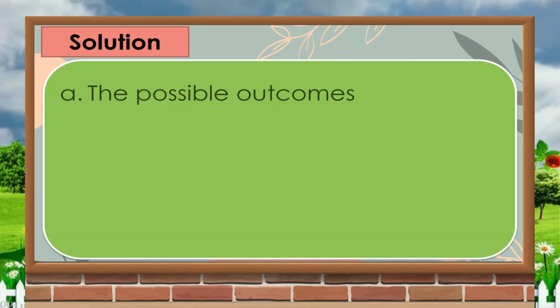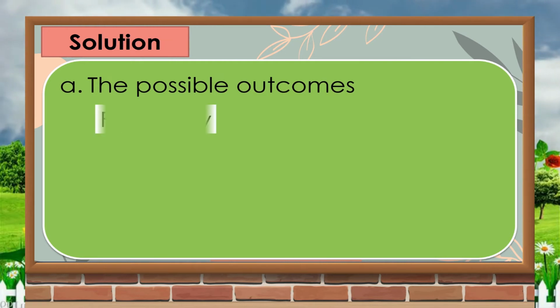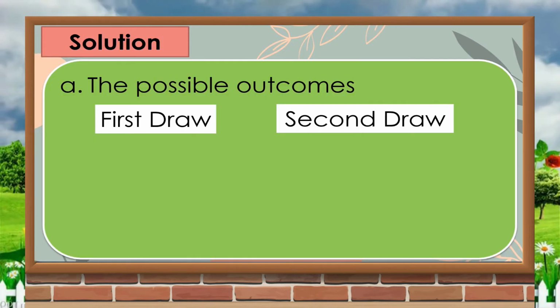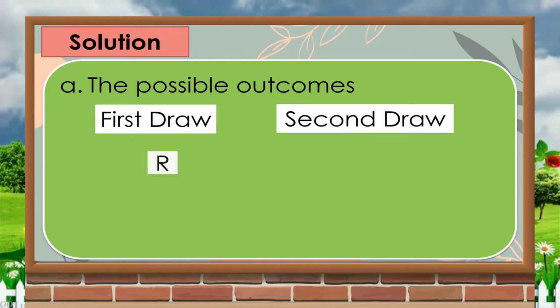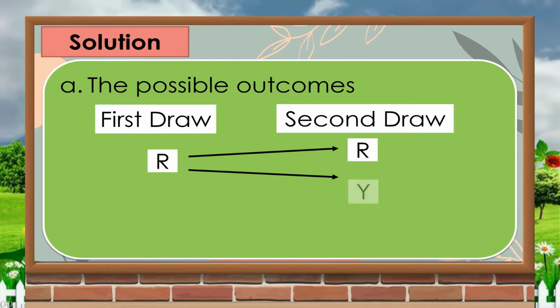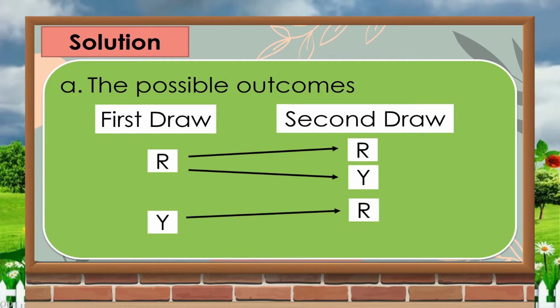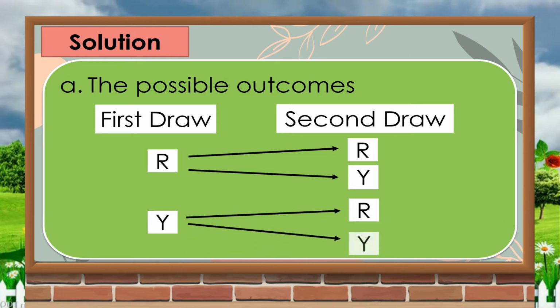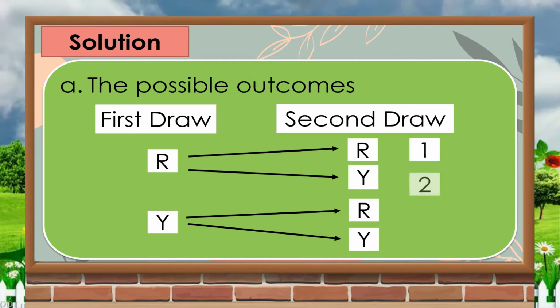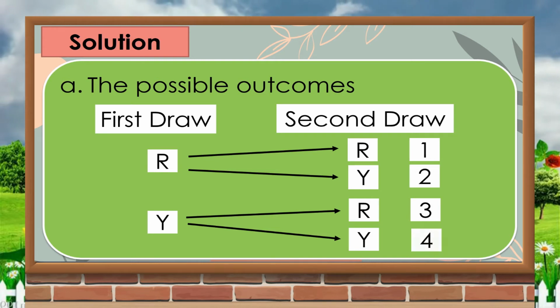To solve for the possible outcomes, you must create a tree diagram of the 2 balls drawn. Identify the first draw and the second draw. If your first draw is a red, then your second draw may be a red and yellow. If your first draw is yellow, your second draw may be red and yellow. To count the possible outcomes, you have 4 possible outcomes: red red, red yellow, yellow red, and yellow yellow.